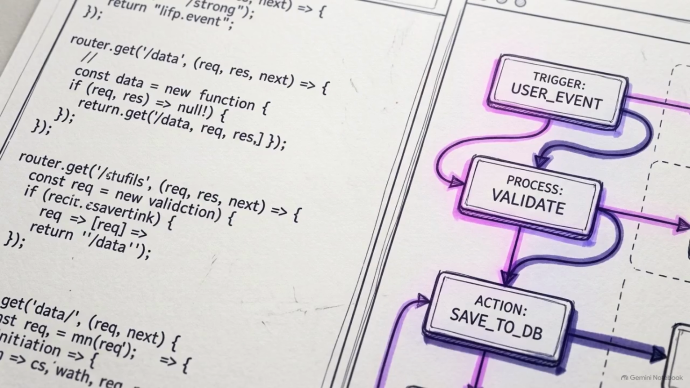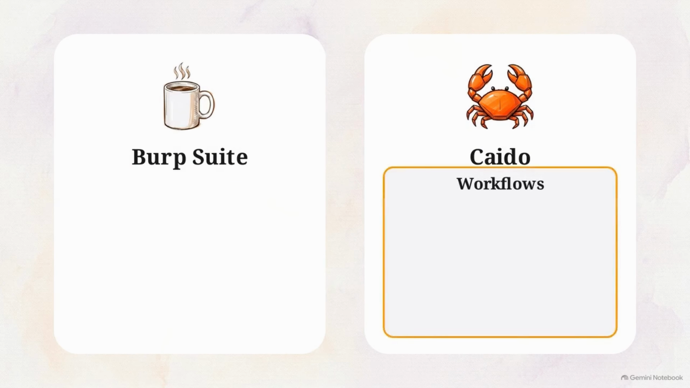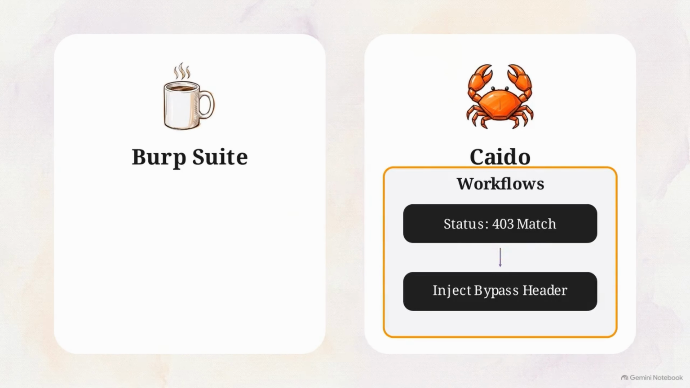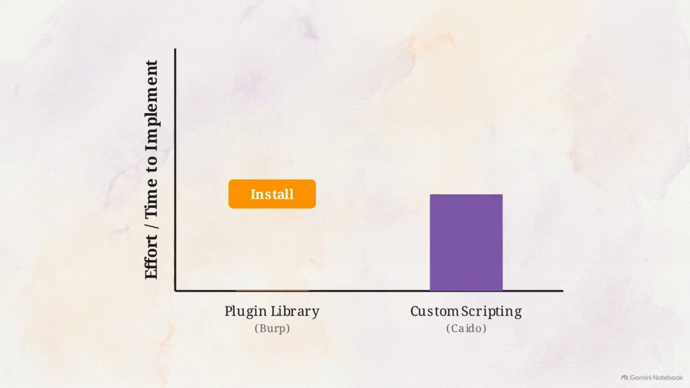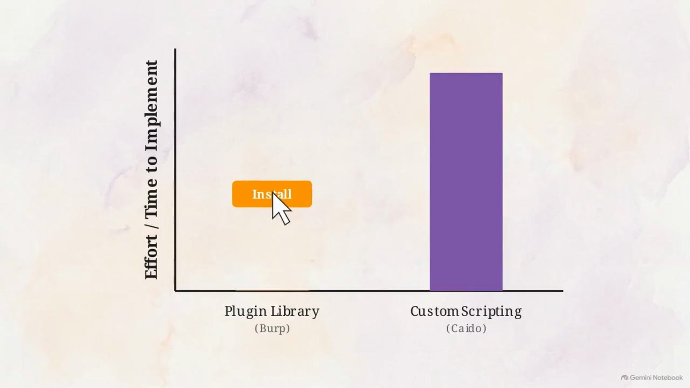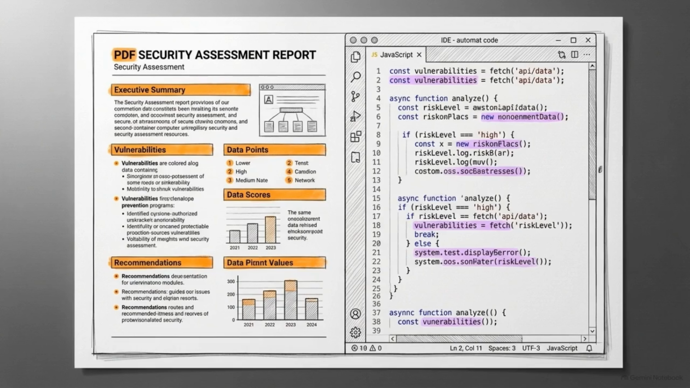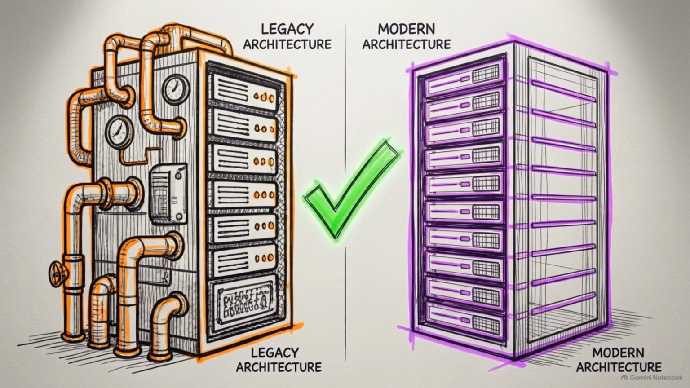Caido takes a do-it-yourself approach, offering visual, node-based workflows and inline JavaScript scripting. Instead of downloading extensions, you visually program automations, like setting Caido to catch 403 errors and inject bypass headers automatically. But troubleshooting custom JavaScript takes significantly more time than clicking Install on a pre-made Burp plugin. This extensibility model defines your actual day-to-day workflow. You must decide if you want to spend time purely auditing the application or if you prefer engineering the custom tools to do so.